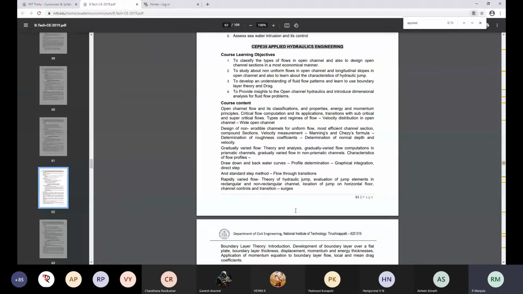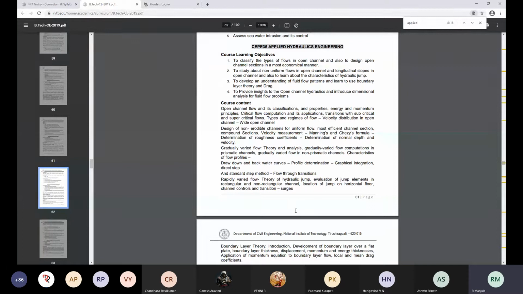After that we will be studying two different types of flow: gradually varied flow and rapidly varied flow. Gradually varied flow is the variation of depth over the length as well as over the time period. That is called non-uniform flow.